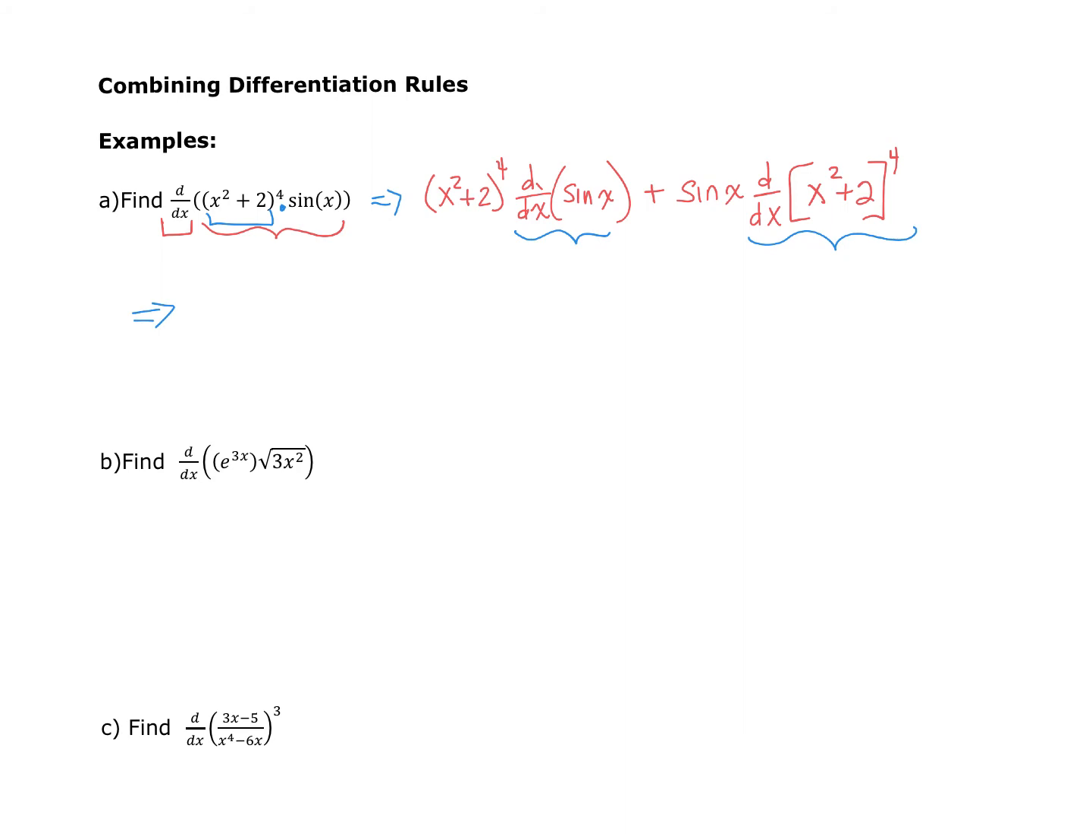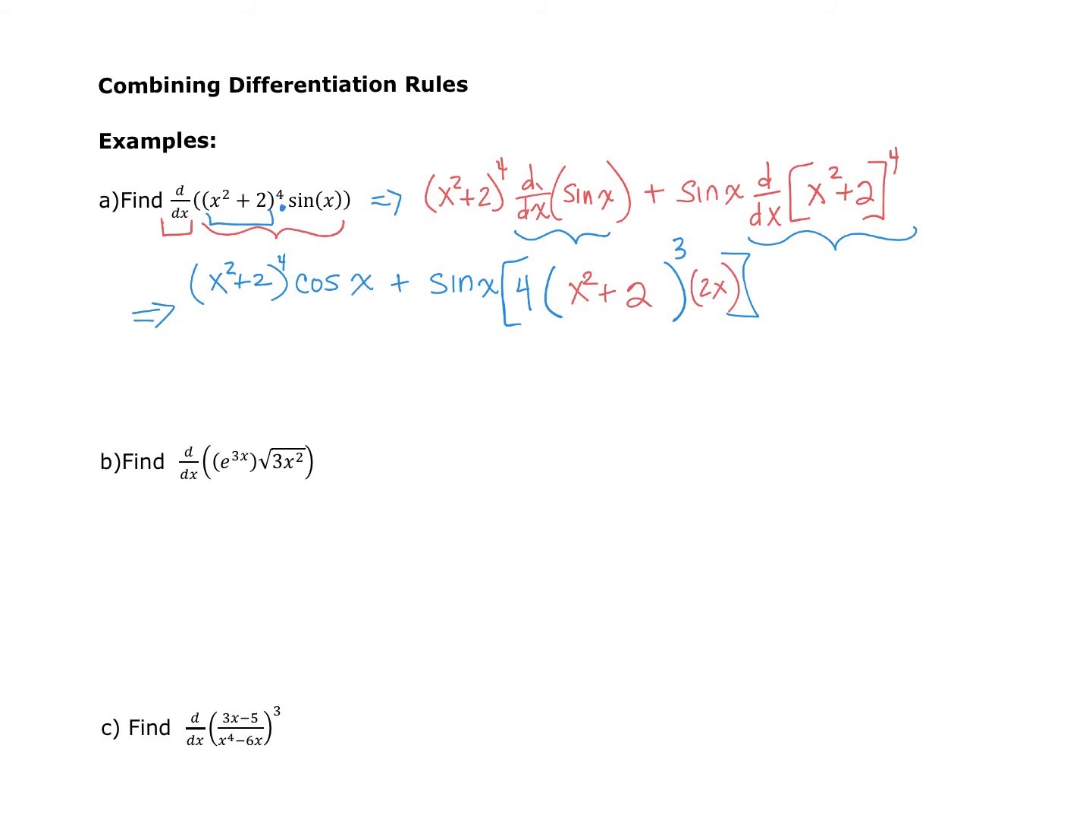So we're still going to have our x squared plus 2 to the fourth, and the derivative of sine is cosine. Then we have our sine x, and then our derivative here, and you'll notice how I write this, is 4, and then I fill in. I say take the derivative of the outside function, 4 something to the third, but I'm going to leave my inside function alone, and then take the derivative of my inside function.